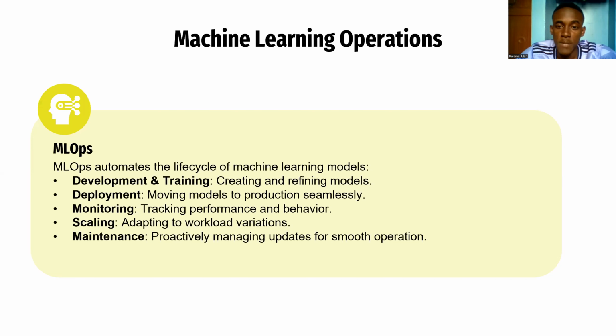automate the life cycle of machine learning models by carrying out the following: there is development, which is training and refining models; there is deployment, moving models to production seamlessly; and there is monitoring, whereby they track the performance and behavior; scaling, that's adapting to the workload variation; and maintenance.